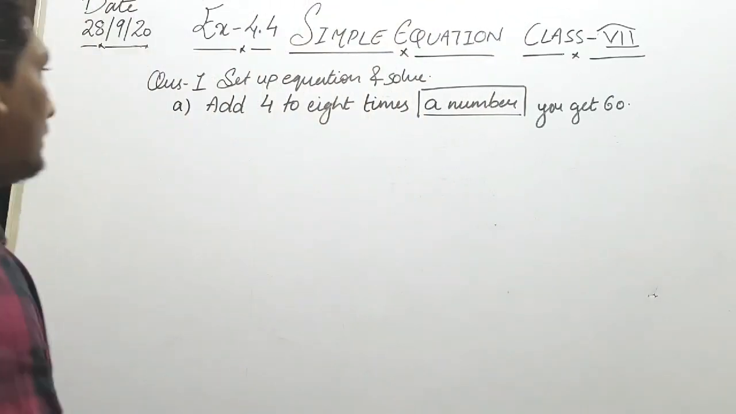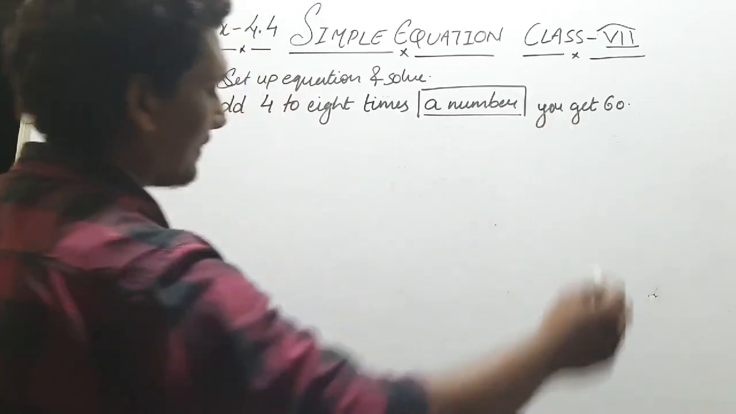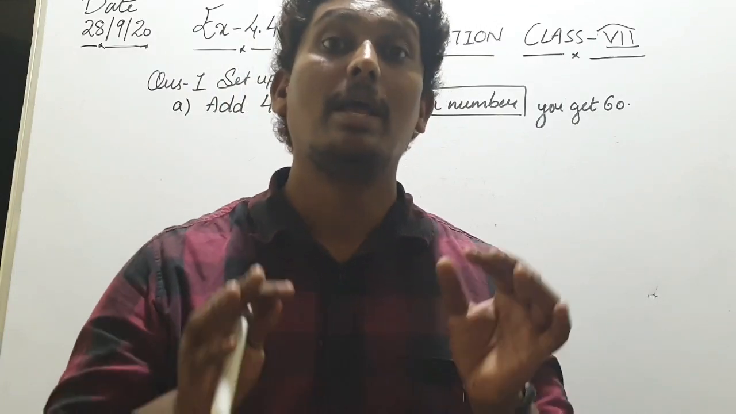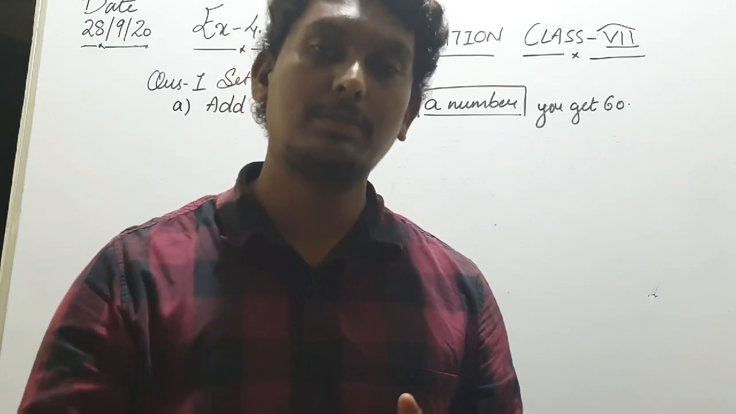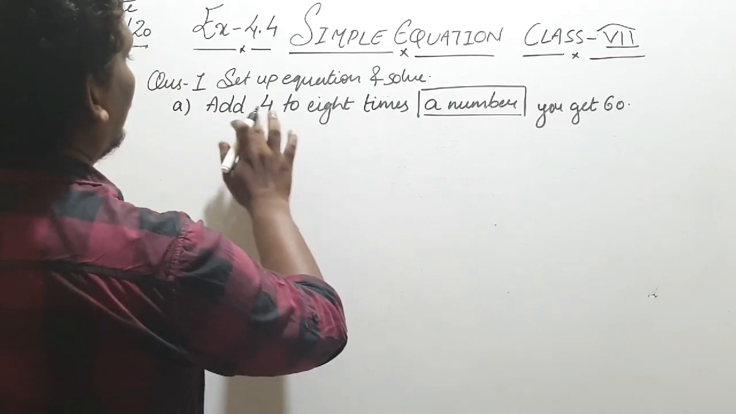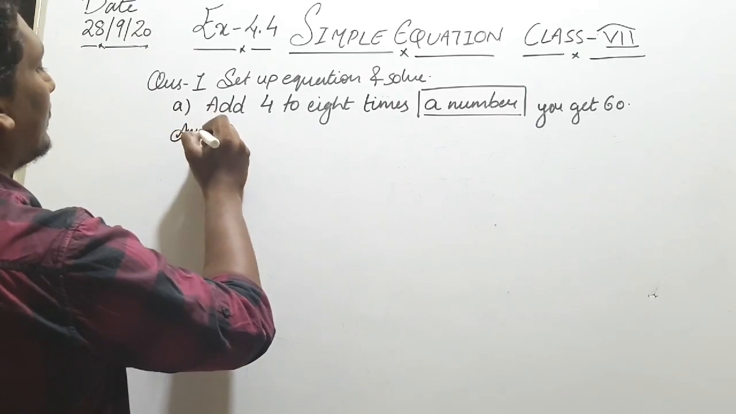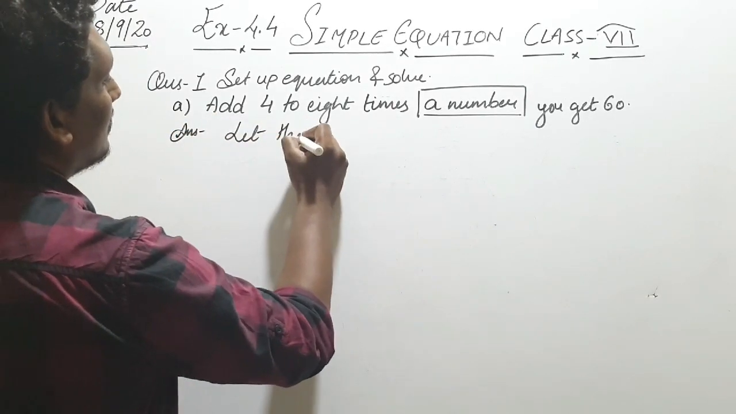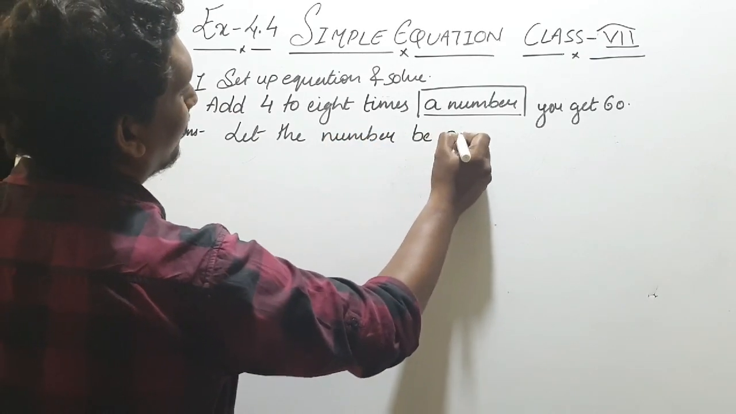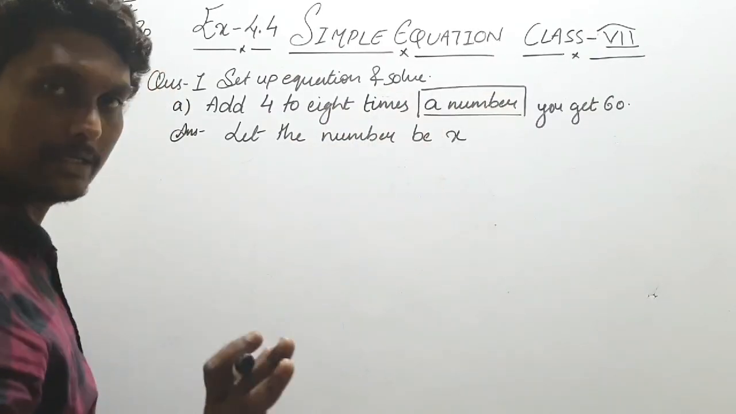The first question is: add 4 to 8 times a number, you get 60. Always remember in this exercise, a number basically stands for x. Wherever a number comes, we have to take that number as x. So here, add 4 to 8 times a number. First we are going to write the answer: let the number be x. So this number is x now.